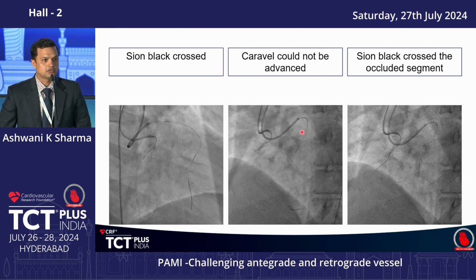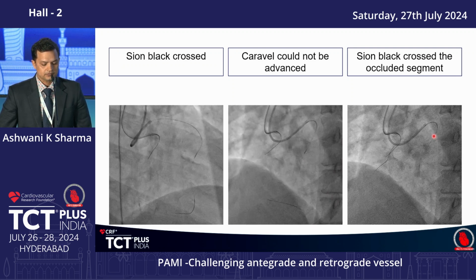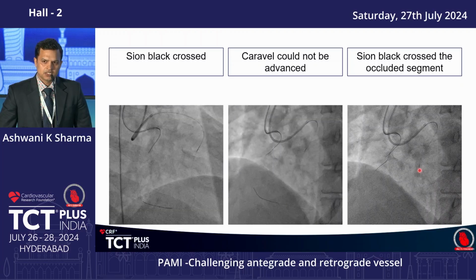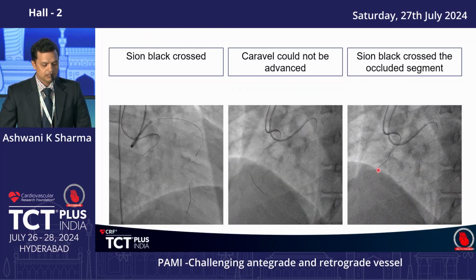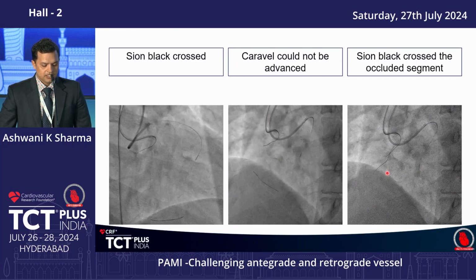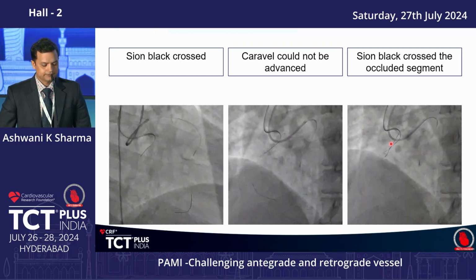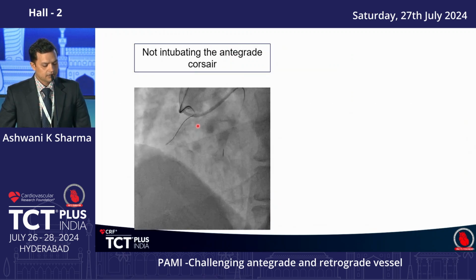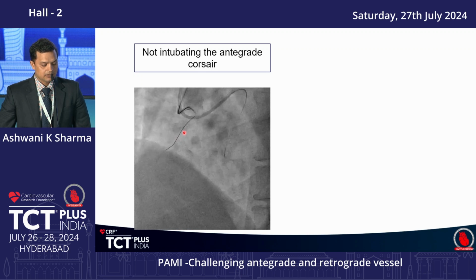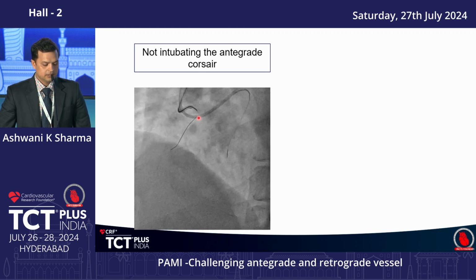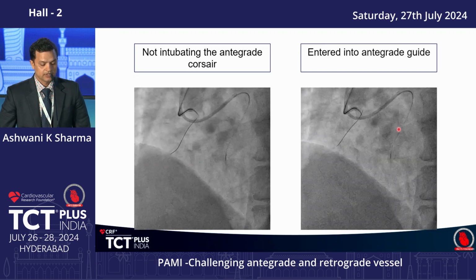However, the Caravel was not crossing the collateral. At this moment, keeping the Caravel where it was stopped, with gentle maneuvers the Sion Black wire was advanced and it did cross the lesion completely. Now, in the curved segment of the RCA, I tried my best to enter the wire into the antegrade Corsair catheter. However, it was not going.